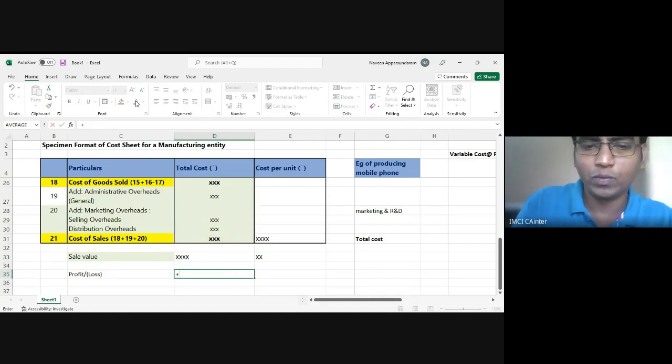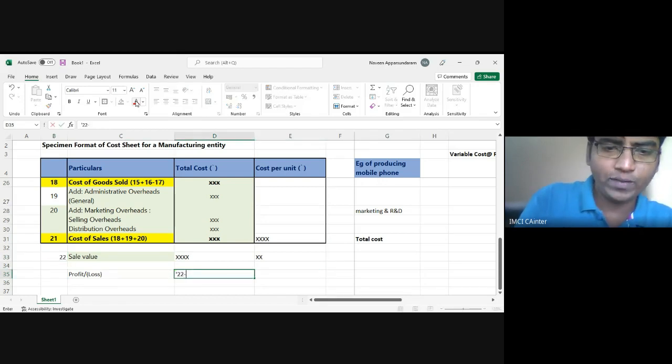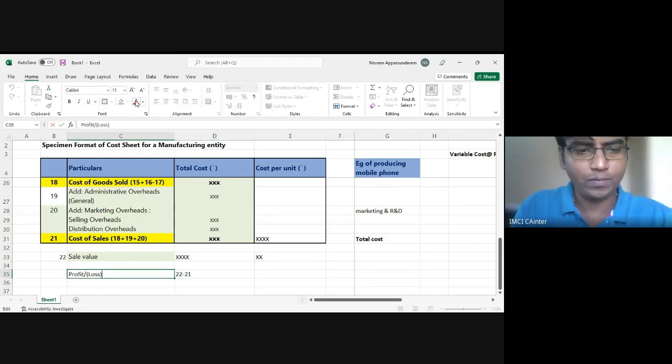That is how we should arrive. So it is nothing but your 22. So it's nothing but 22 minus 21. So that is the serial number which will be arriving at.